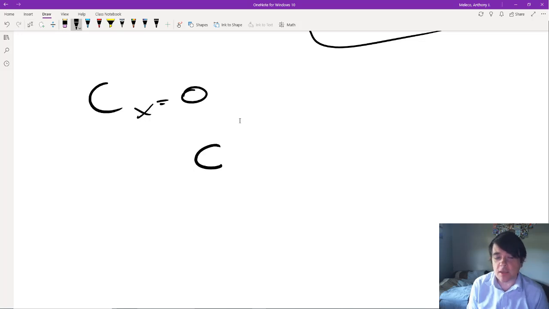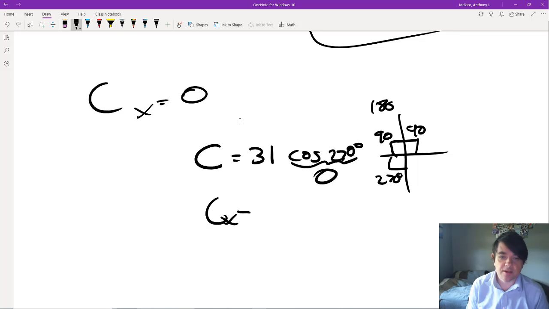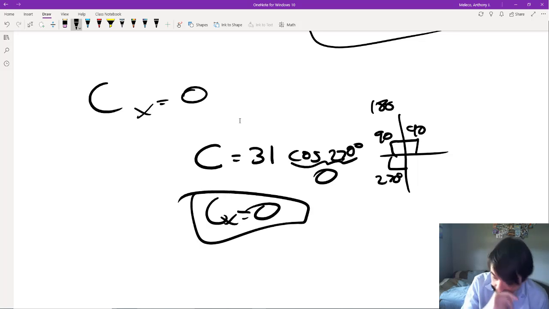You would do C, 31, cosine of, if you remember, it was 90 right here. Another 90, so this is 180. Another 90, which would be 270 total. So you would do cosine of 270, and you'll see that this guy is 0. So you would get Cx equals 0 regardless.